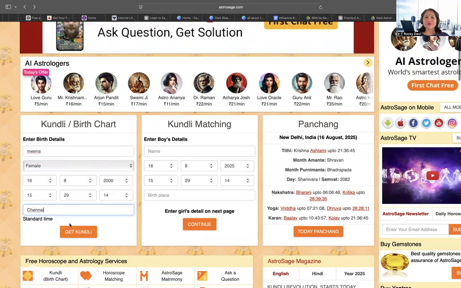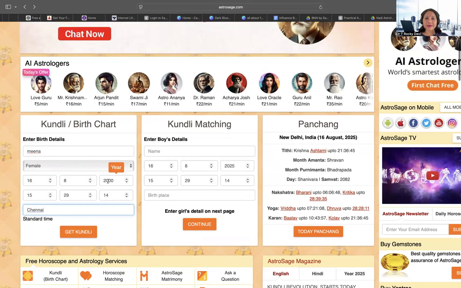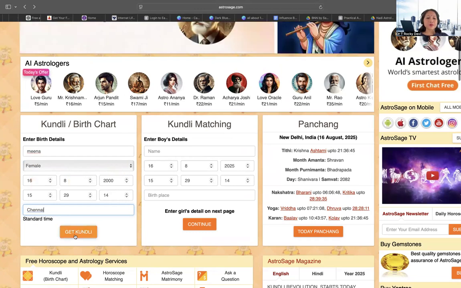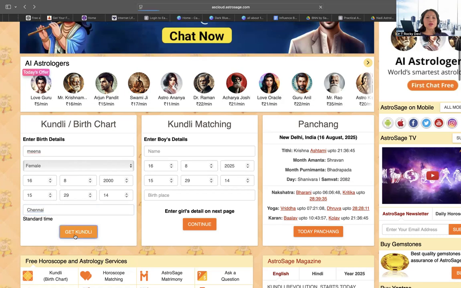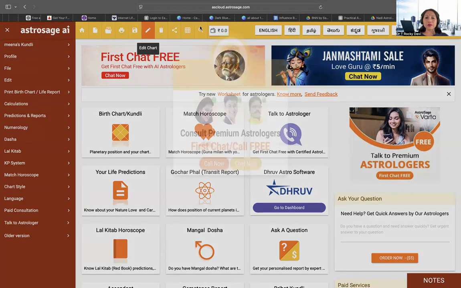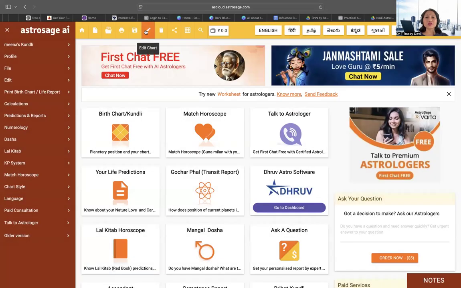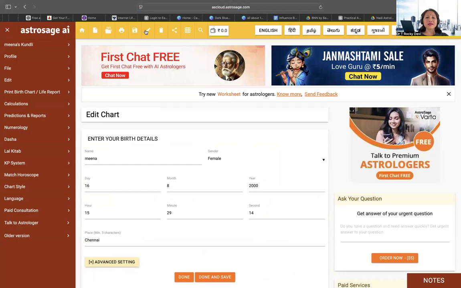You have to write the exact place where you were born, the date of birth exactly, and the time of birth as per the time when the person was born. Just click Get Kundli. Before that, you can edit your chart here. Why do we need to edit? By default it will download the North Indian chart style, but I'm going to share with you the South Indian way of seeing the chart.